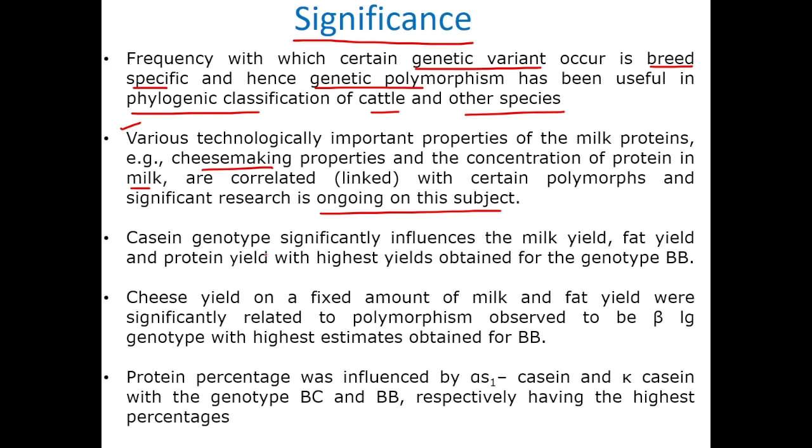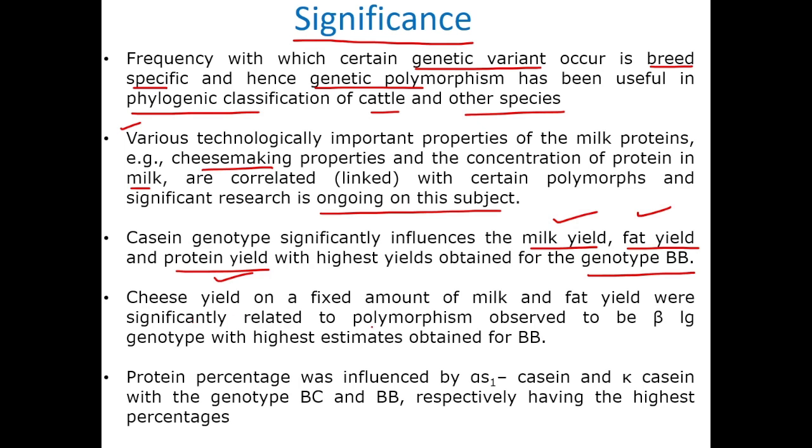Now, the casein genotype significantly influences the milk yield. It influences the milk yield, fat yield, and protein yield. It has been observed that the casein genotype significantly influences milk yield, fat yield, and protein yield, with the highest yields obtained for the genotype BB. So milk having genotype BB has been reported to have higher milk yield, fat yield, and protein yield.